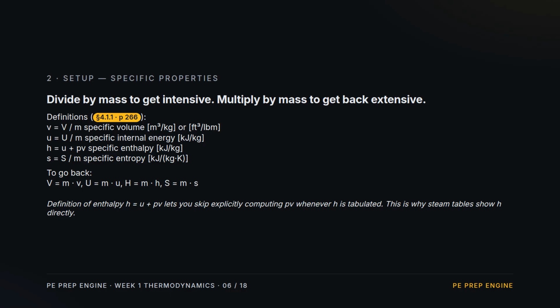Setup. Specific properties are extensive divided by mass. v equals V over m. u equals U over m. s equals S over m. Enthalpy H equals U plus PV. That's the definition, and it's why tables list h directly. To go back, multiply by mass. Capital V equals m times v, and so on.